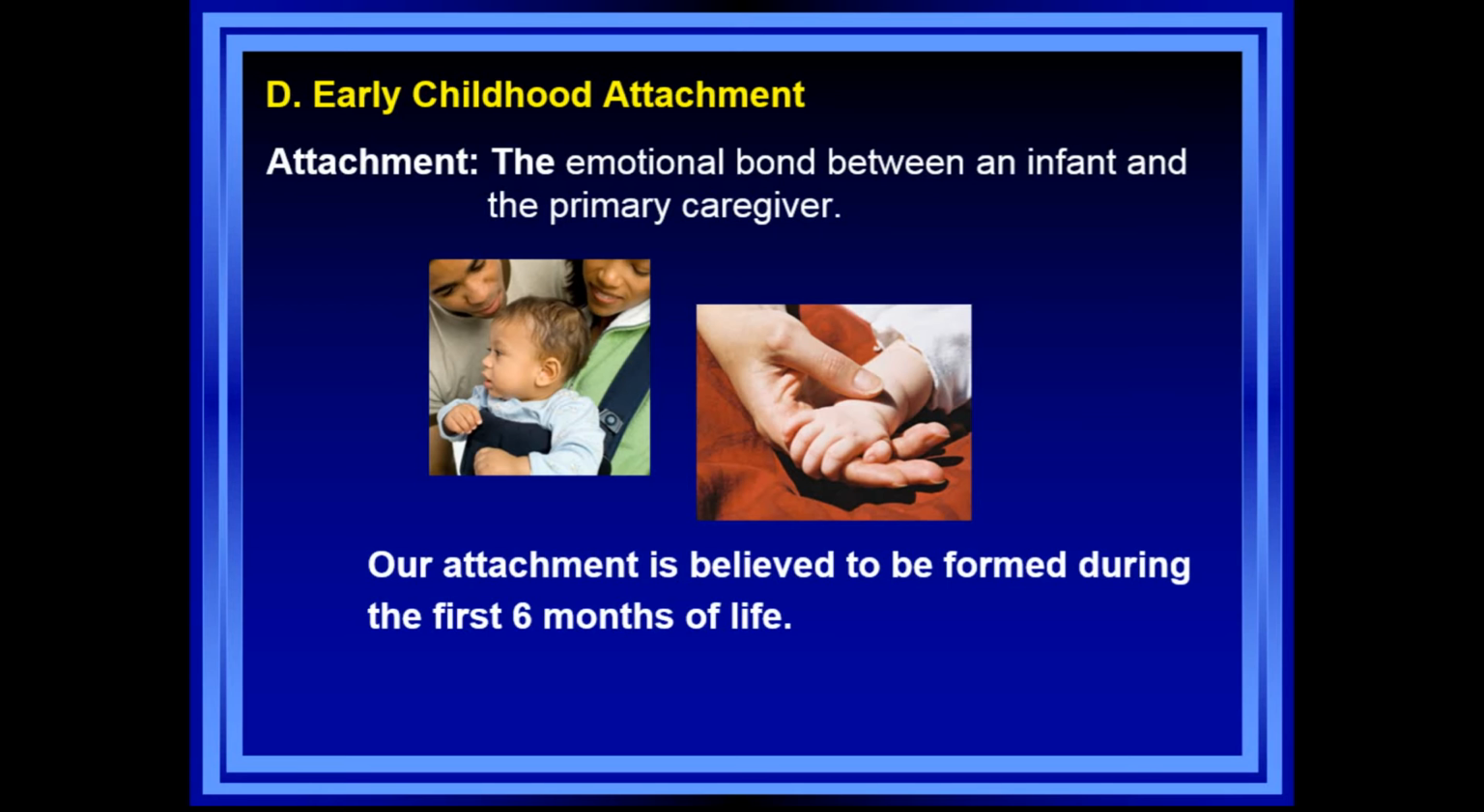So let's talk. This attachment, this emotional bond, is going to form in the early time of life from birth to about 6 months. And it's based on whether the needs of the infant are consistently met by the primary caregiver.